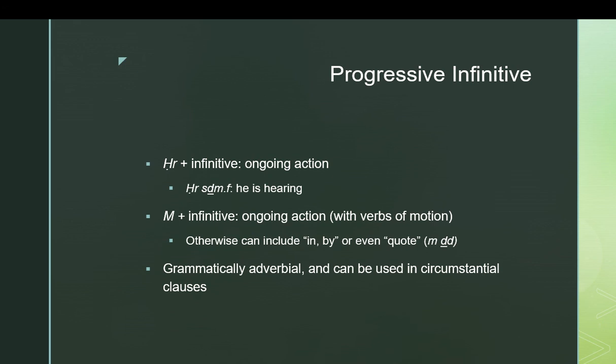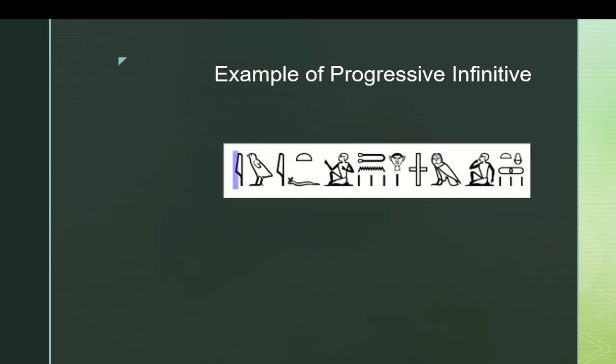The progressive infinitive is grammatically adverbial, looping back around to working more or less how the circumstantial works, and it can be used in circumstantial clauses. It can begin them: something something something her sejem, "while he is hearing," etc. And we will get some examples of that when we go over examples of this in a couple lectures.